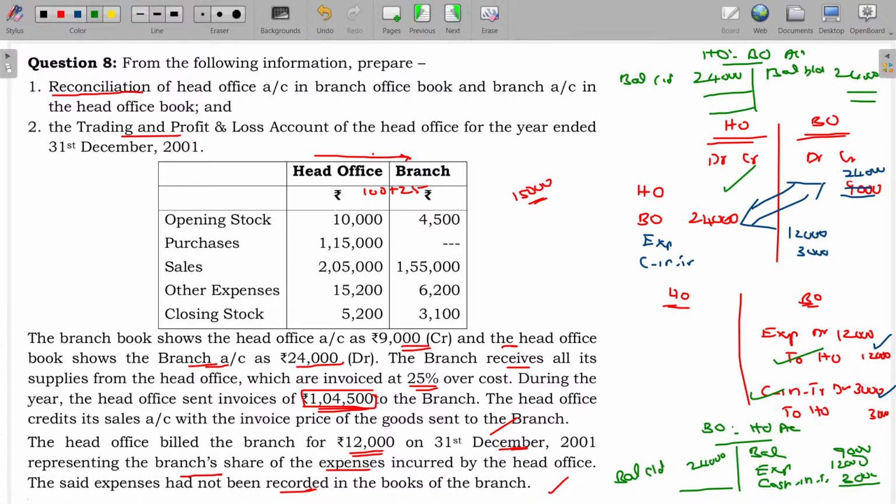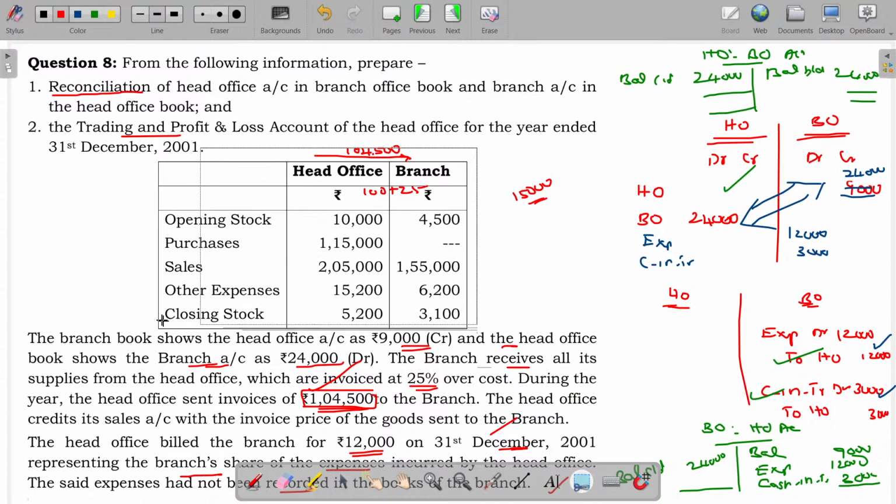Now, goods sent from HO to branch office being 1,04,500. After adding the profit in this, we can prepare the trading and P&L account here. But this is a simple illustration. Let's see.